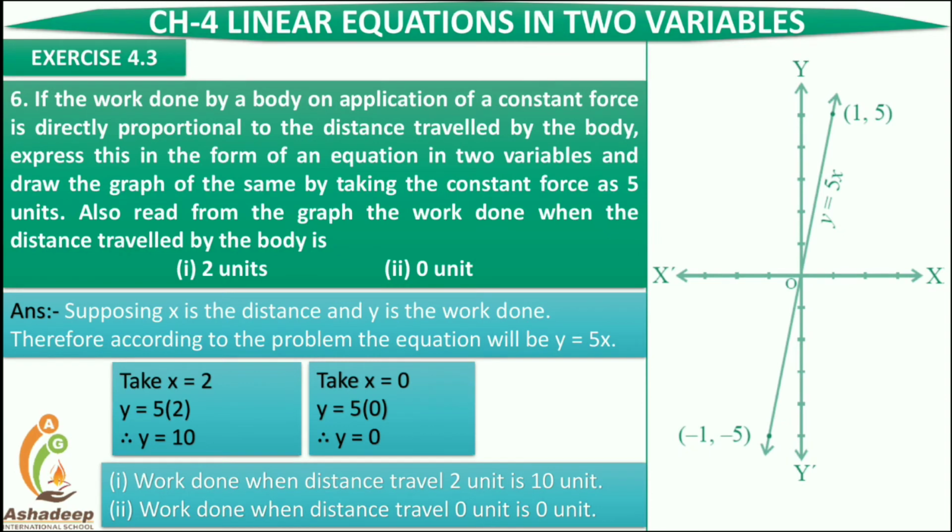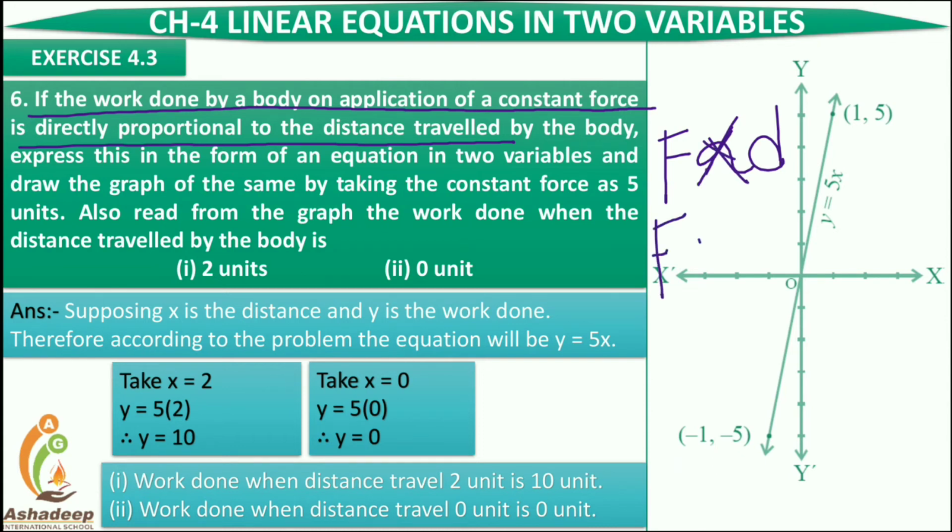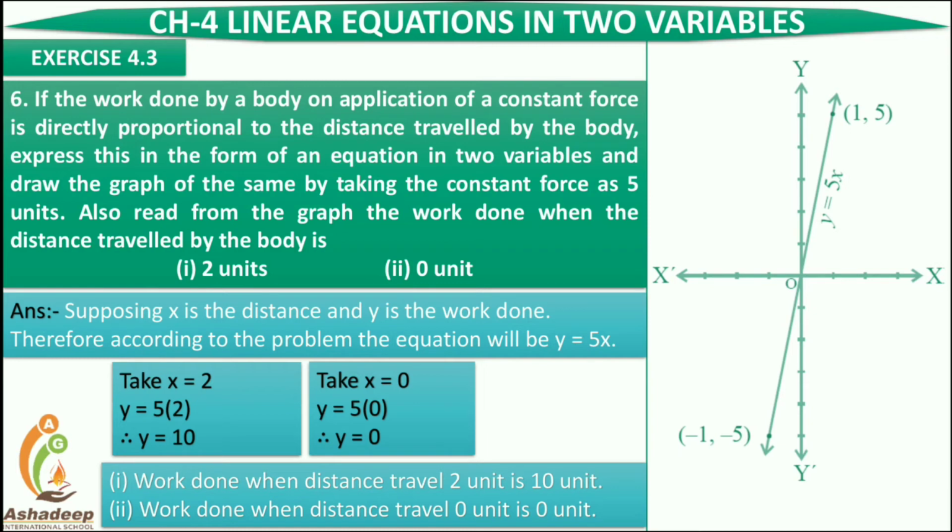Okay, now let's move ahead with question number 6. In question number 6, the work done by a body on a constant application of force is directly proportional to the distance traveled. Now work done is directly proportional to the distance traveled. But if I have to remove the proportionality sign, I have to put some constant, and that constant might be, say, m. Say m is the constant, so y is equal to md. Right? But here we'll take x as the distance and y as the work done.